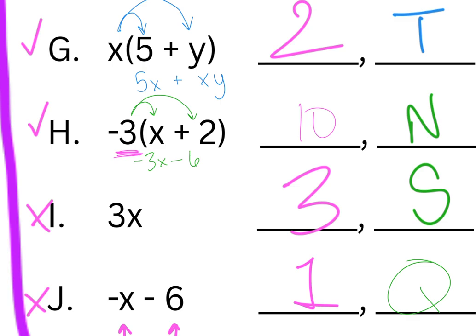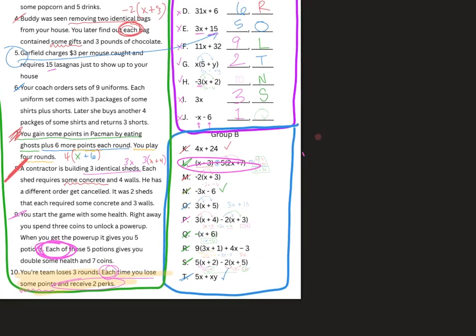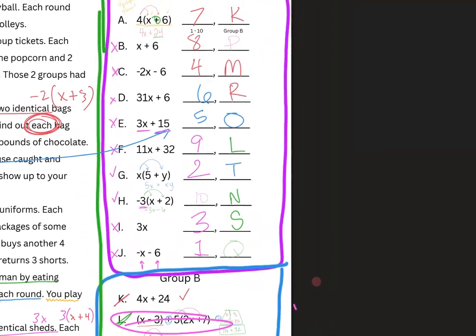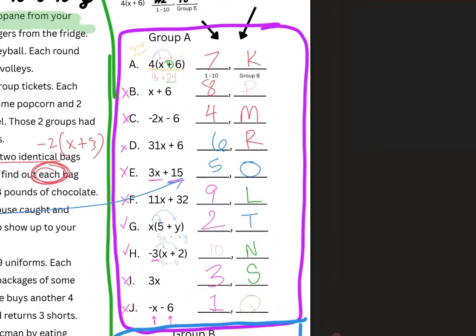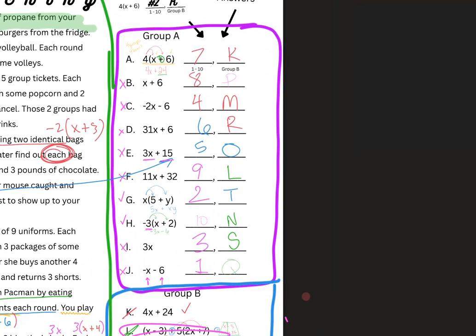Let's see what else it says. You lose 3 rounds, and then each time you lose some points, but you receive 2 perks. I got to tell you, that was like video game logic on my part when I wrote that one. So there you go. There are the 10 answers for the backside of the practice test.